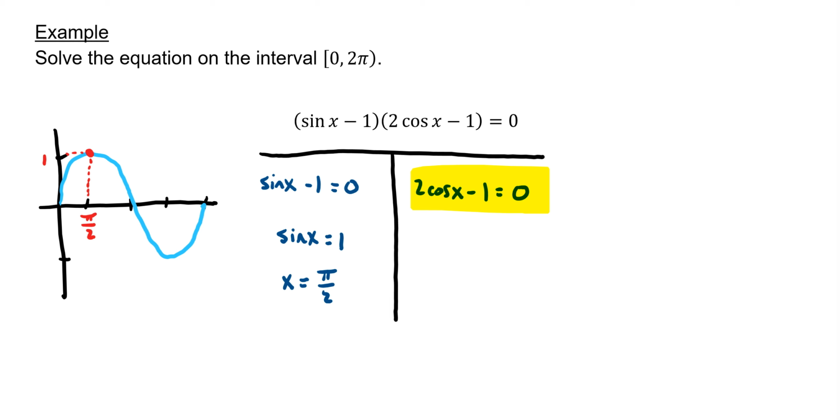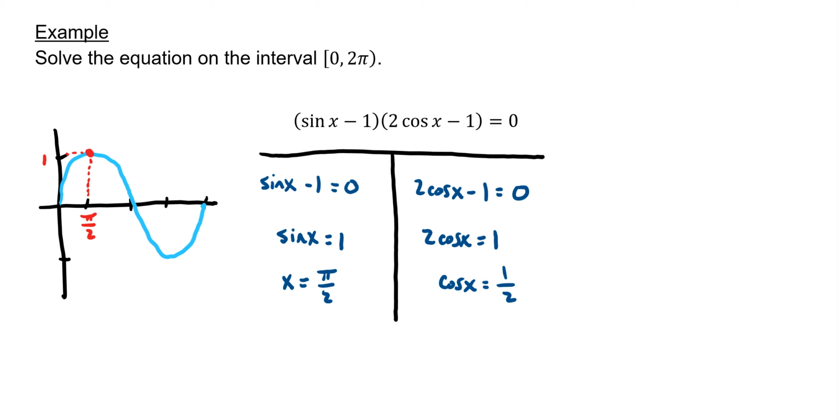The one on the right: 2 cosine of x minus 1 equals 0. We need to solve this for cosine by first adding 1 to both sides and then dividing both sides by 2. So we end up getting cosine of x equals 1/2. Notice that all of these trig functions, sine of x equals 1, cosine of x equals 1/2, those values are going to be values that we see on the reference angle table, right? 0, 1/2, radical 2 over 2, radical 3 over 2, and 1. We're going to see those a lot for sine and cosine.